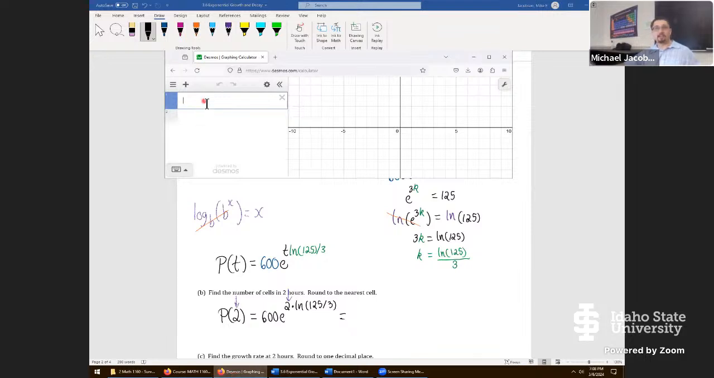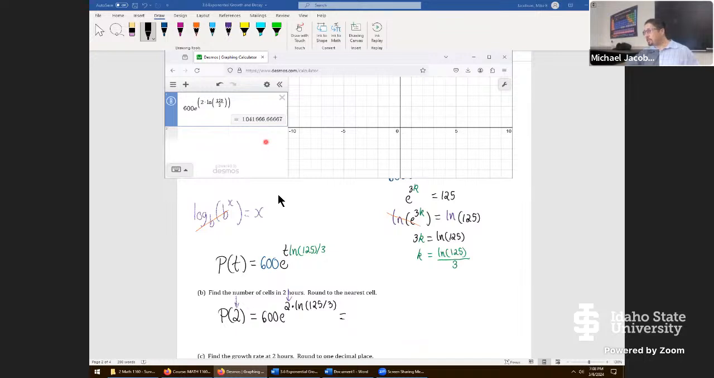This will be the calculator I use in class, since it's similar to the TI-30XA or the TI-30X2S. We just go left to right, 600. For e, on this calculator, I just type the letter E. For your calculator, you want to hit the second button and then the logarithm to pull it up. Everything here is in the exponent position, so go to your exponent, and it's 2 times, oh, that doesn't work. I need a parenthesis, 2 times natural log of 125 thirds.